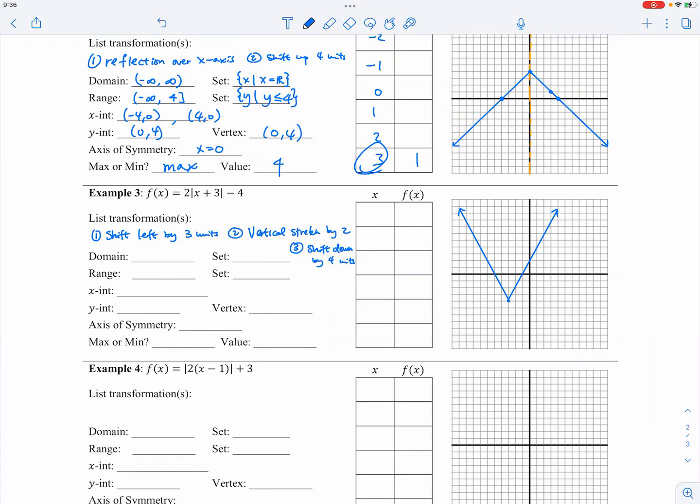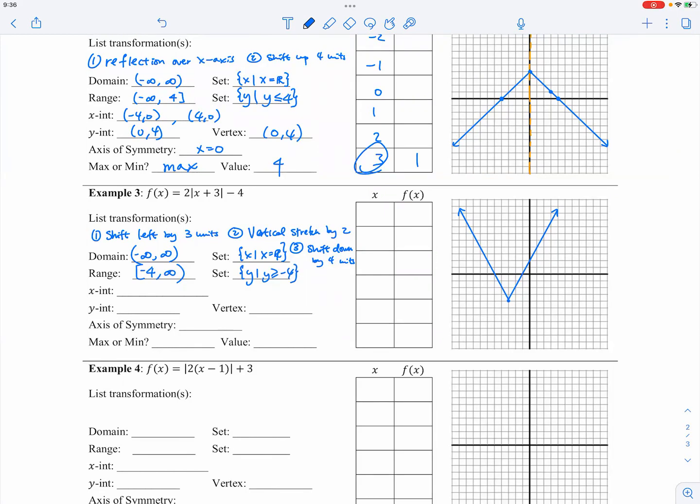So domain again, it's covering all bases. Oops, sorry. X such that X is equal to all real numbers. Okay. The range in this case would be, make sure you practice writing your own range for each question. And if you have to make a mistake early. So it'll be from -4 to infinity. The set notation will be y such that y is greater than or equal to -4.